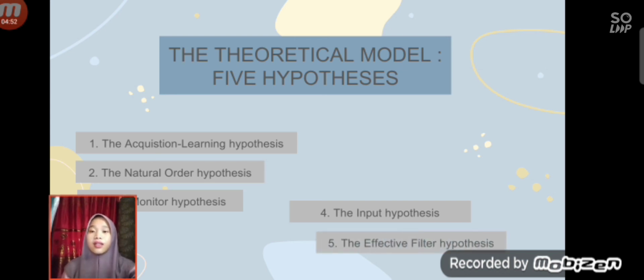And the last, the affective filter hypothesis. The affective filter hypothesis embodies Krashen's view that a number of affective variables play a facilitative but not causal role in second language acquisition. These variables include motivation, self-confidence, anxiety, and personality traits.